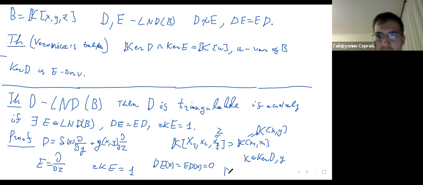If we have DE from Y, it is equal to ED from Y, and it is 0 also because E from Y equals 0, and D from Y is a polynomial in X, and E from this polynomial is equal to 0. And from Z also we have 0 because E from Z equals 1, and D from 1 equals 0, and D from Z equals G from XY, and E from this G equals 0. So they commute, and so we prove this theorem to one side.